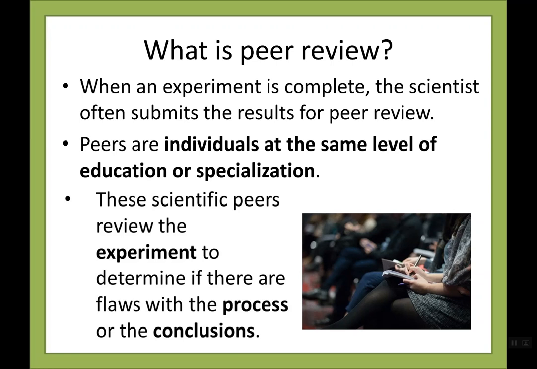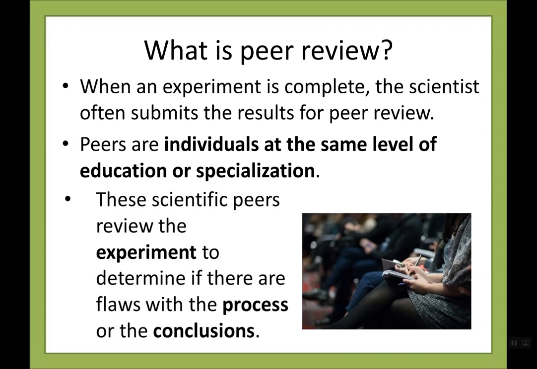It's important to know that peers are at the same level of education or specialization. So you can't just pick anyone off the street to peer review your article or your experiment. If the scientist doing this experiment is a PhD and they're specialized in this specific subject, they need to find other people that also have a PhD, that also specialize in that subject, to review their experiment, because you need to make sure that that peer has the ability to identify flaws and mistakes that you may have made.